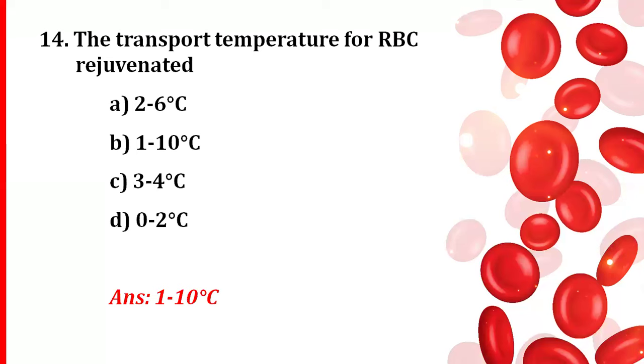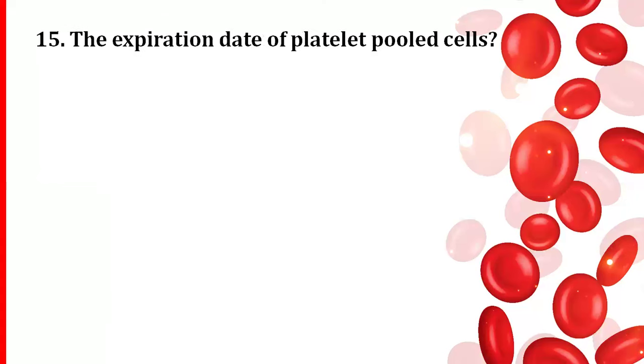From the blood bank to the site, we can place them in a blood transport box or insulated carrier, which is kept between 1 to 10 degrees centigrade. But for storage of blood, generally we maintain 2 to 6 degrees centigrade. For transportation, it is 1 to 10 degrees centigrade.